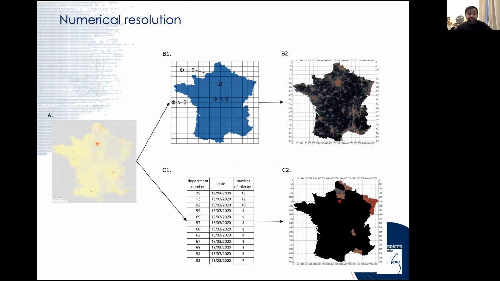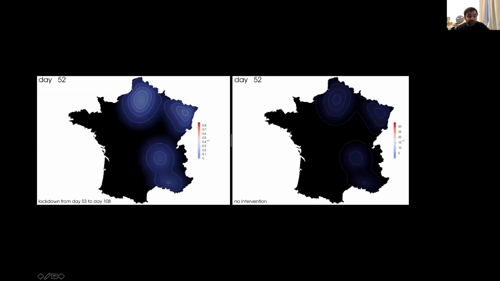So I will maybe not insist on the numerical way to solve the equation, but I use a level set method. If you need more, we have also access. We don't know exactly the number of infected per city, but you have the number of infected per department. And like that, I can build my initial map. And then just to show you the simulation.